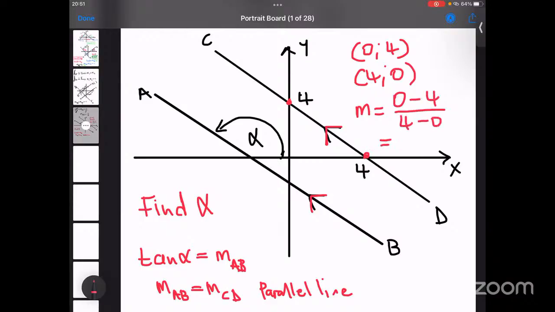It ends up giving that. Minus that is -4. That and that, it gives you 4. -4 over 4, it ends up giving you -1. So that means the gradient of that line is equal to -1. Automatically, the gradient of this line is equal to -1.